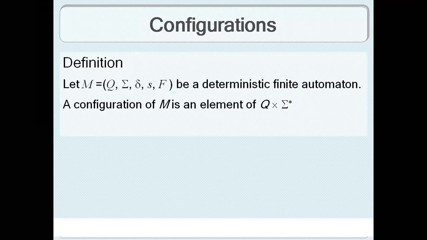Okay, next, the configuration. Definition: whether we say DFA or finite automata, this is a mathematical representation. Let M = (Q, Σ, δ, q0, F) be a deterministic finite automaton. A configuration of M is an element of Q × Σ*. Q is the finite set of states, and Σ* means, in the input alphabet we have 0 1, zeros and ones, a's and b's, c's. Any small letters can be treated as Σ*.